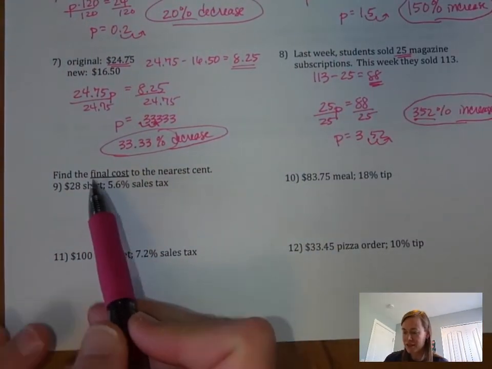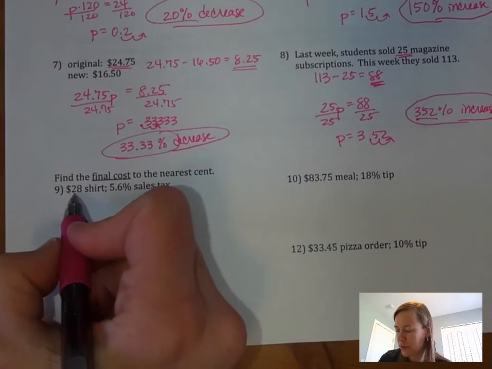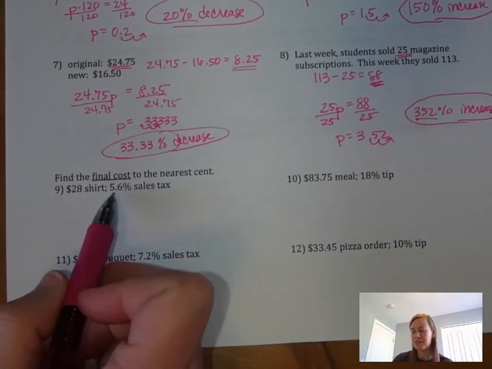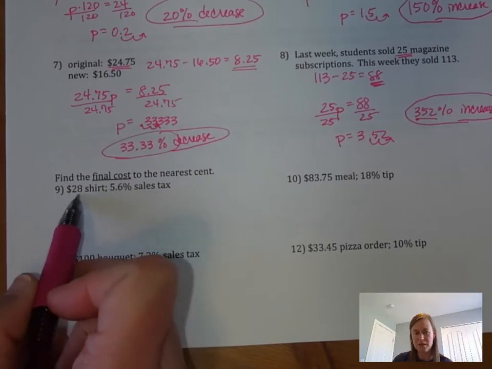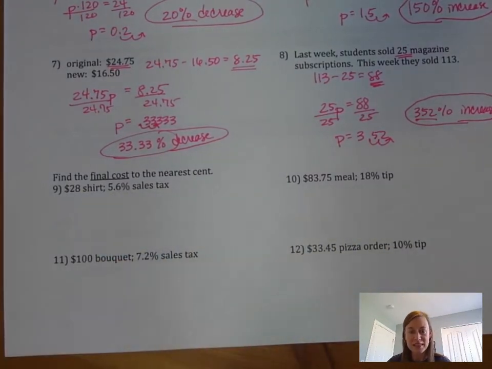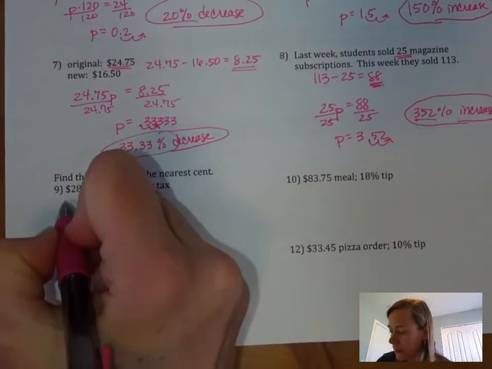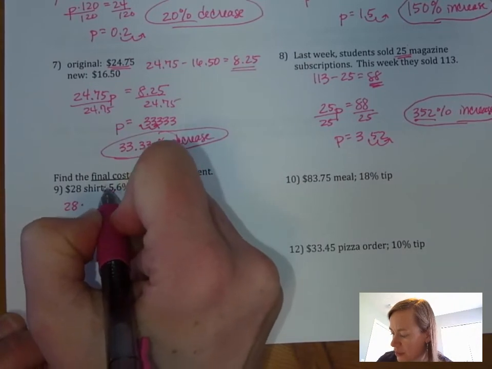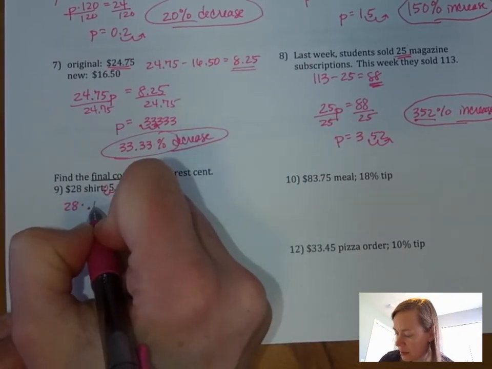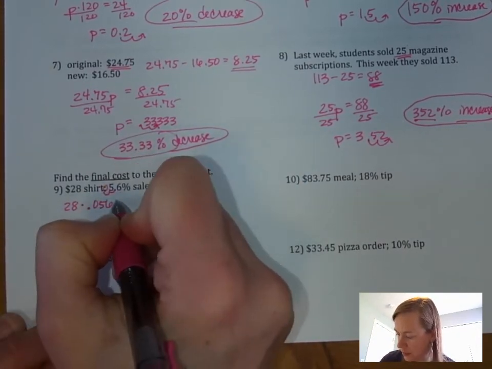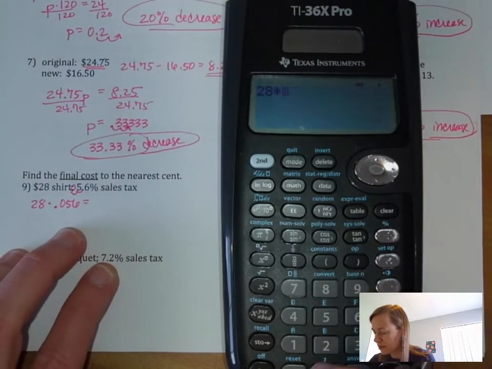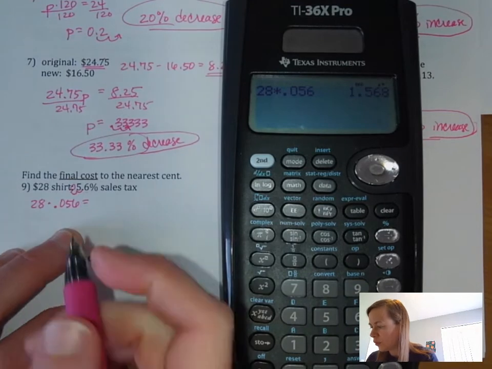Find the final cost to the nearest cent. $28 shirt, 5.6% sales tax. So we need to find this percent of that, and then whatever that answer is, that's the tax, and we're going to add it to the price of the shirt for the total cost. Okay, so 28 times 5.6%, we need to move that decimal, and it'll be 0.056, and that's going to equal the tax, whatever it is. So 28 times 0.056, 1.568.